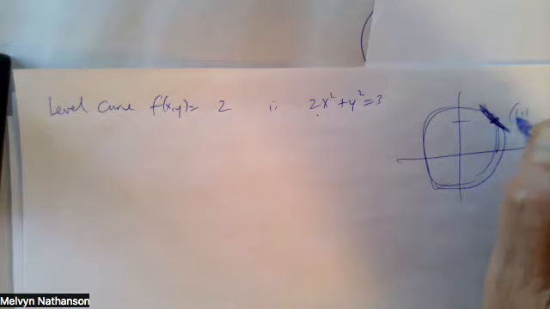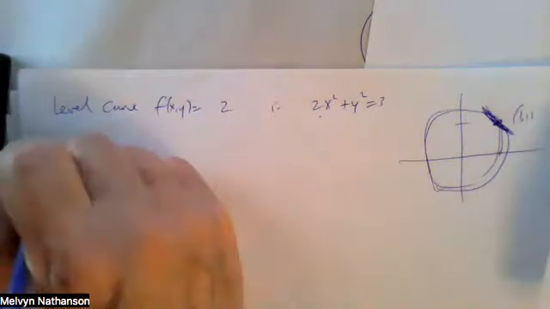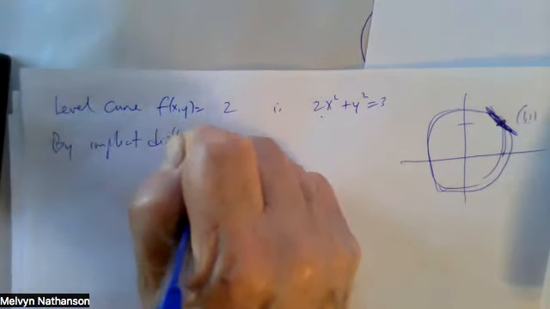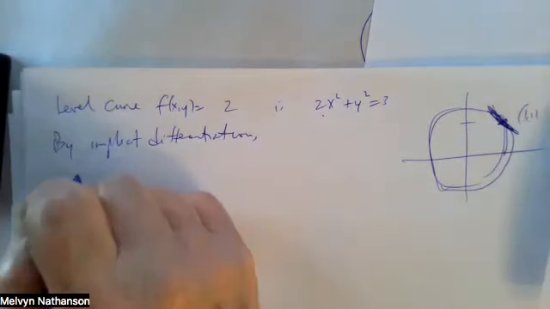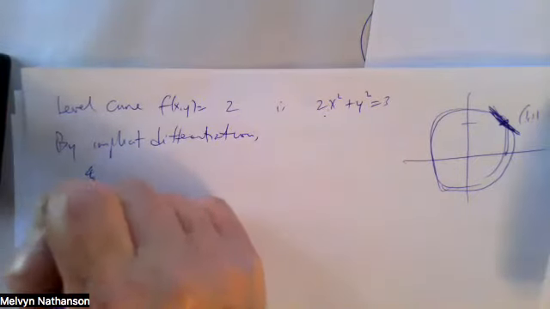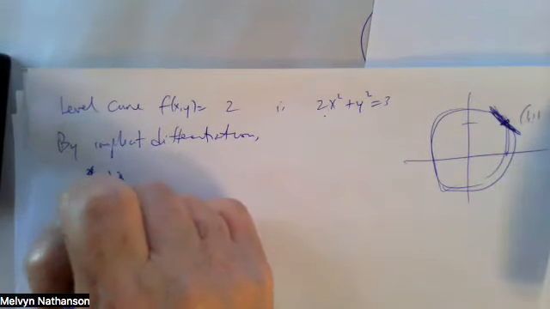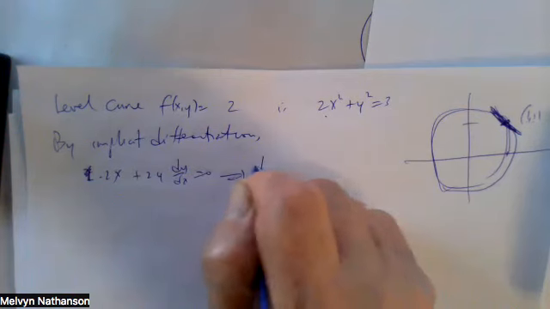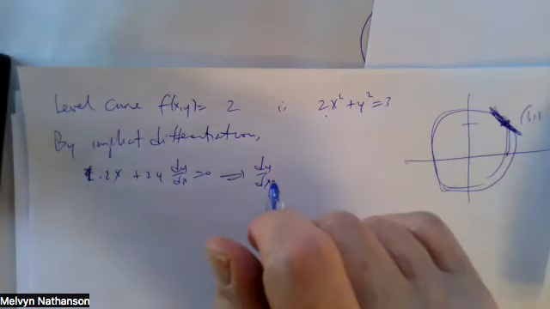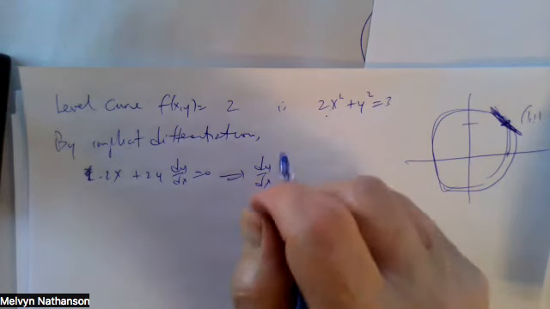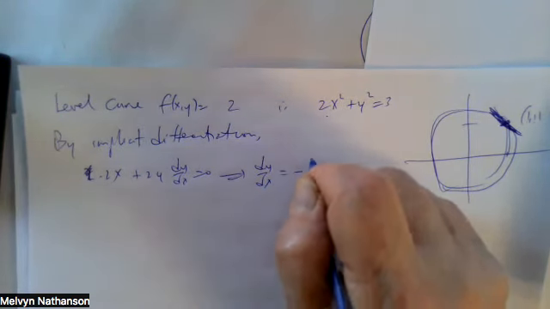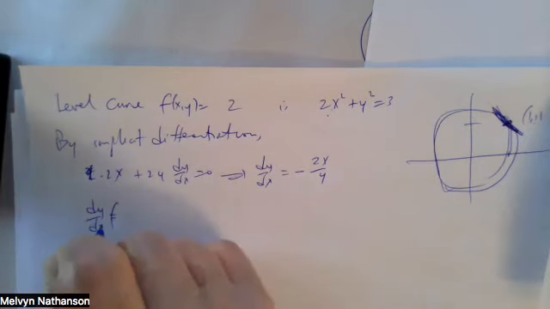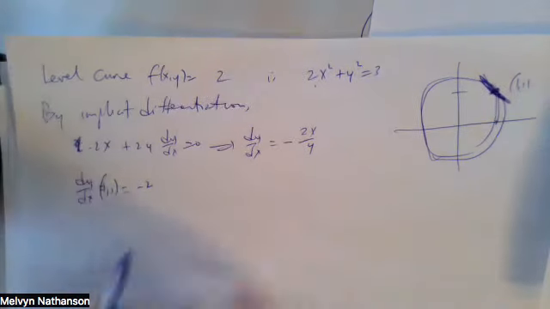It's the line through 1, 1 with slope dy/dx at that point. By implicit differentiation, when I differentiate with respect to x, I get 2 times 2x plus 2y dy/dx equals 0. So dy/dx is equal to minus 4x over 2y, or minus 2x over y. So dy/dx at the point 1, 1 is minus 2.